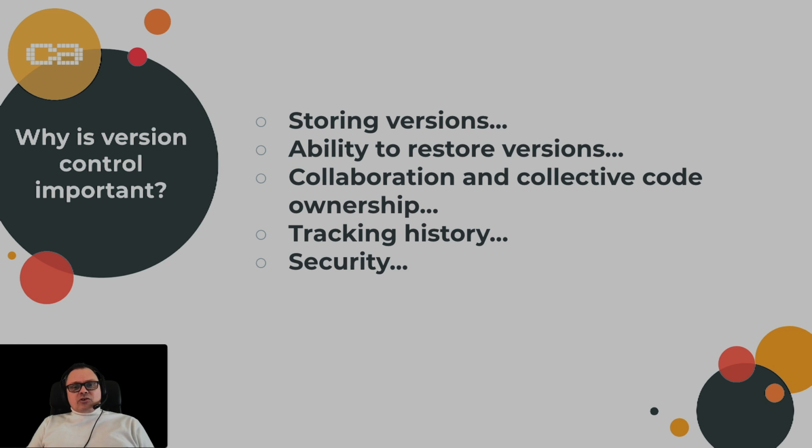Anyway, so we can store versions. We can have an ability to restore versions if something goes wrong. We can create protocols or workflows that allow for collaboration and collective code ownership. We can track history, and we can bring some security into our work on software. So that is basically, in a nutshell, the most important characteristics of working with a version control system, and why that is important to learn.